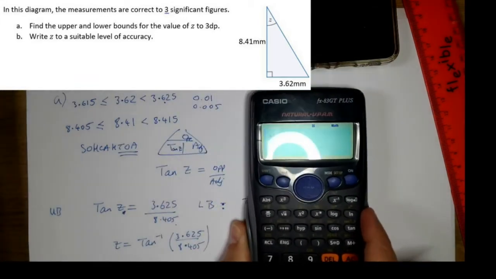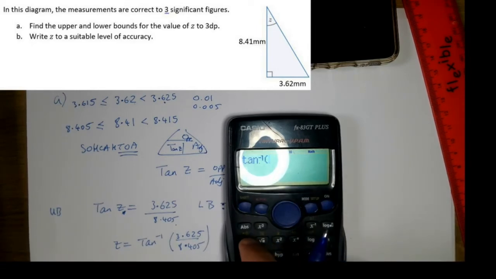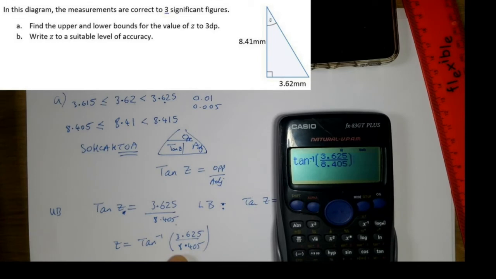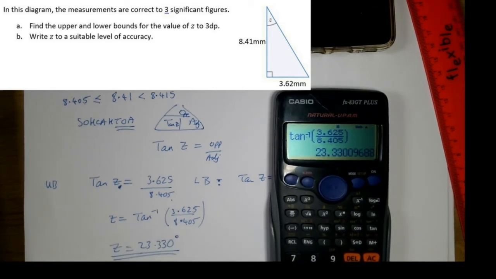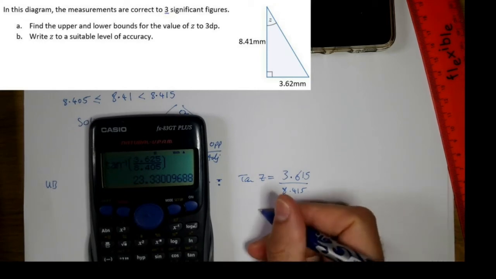We need to make sure our calculator is in degree mode, which it is. So I press Shift Tan, the bracket's already been opened, press the fraction button, 3.625 divided by 8.405. Then press right and finish off the bracket. I get 23.33, once it's to 3 decimal places. So to 3 decimal places, that'll be 23.330, and that's an angle, so it's degrees. 23.330 degrees.